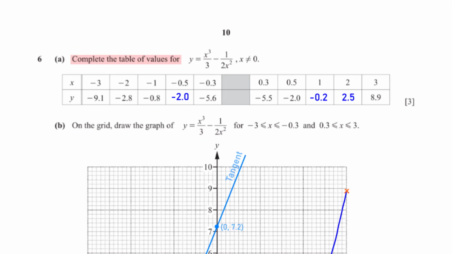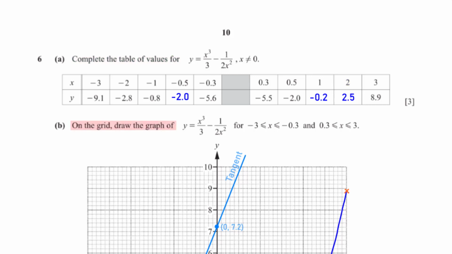Complete the table of values for y equals x cubed over 3 minus 1 over 2x squared, where x cannot be equal to 0. When we plug in x equals negative 0.5 into the equation, we get y equals negative 2.0 rounded to 1 decimal place. For x equals 1, we get y equals negative 0.2 rounded to 1 decimal place. For x equals 2, we get y equals 2.5 rounded to 1 decimal place.